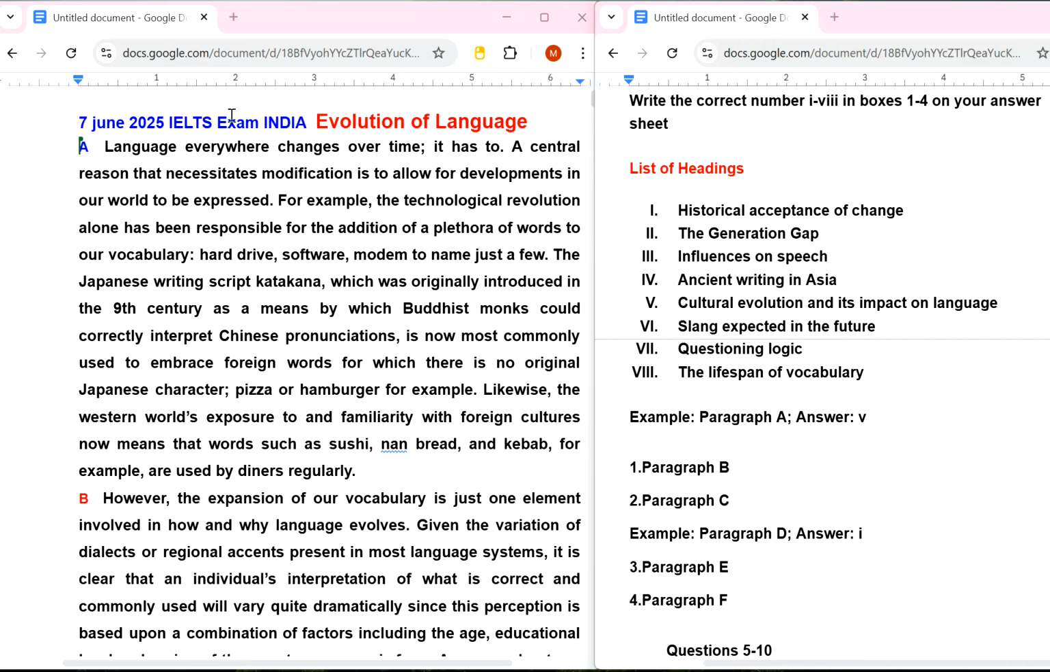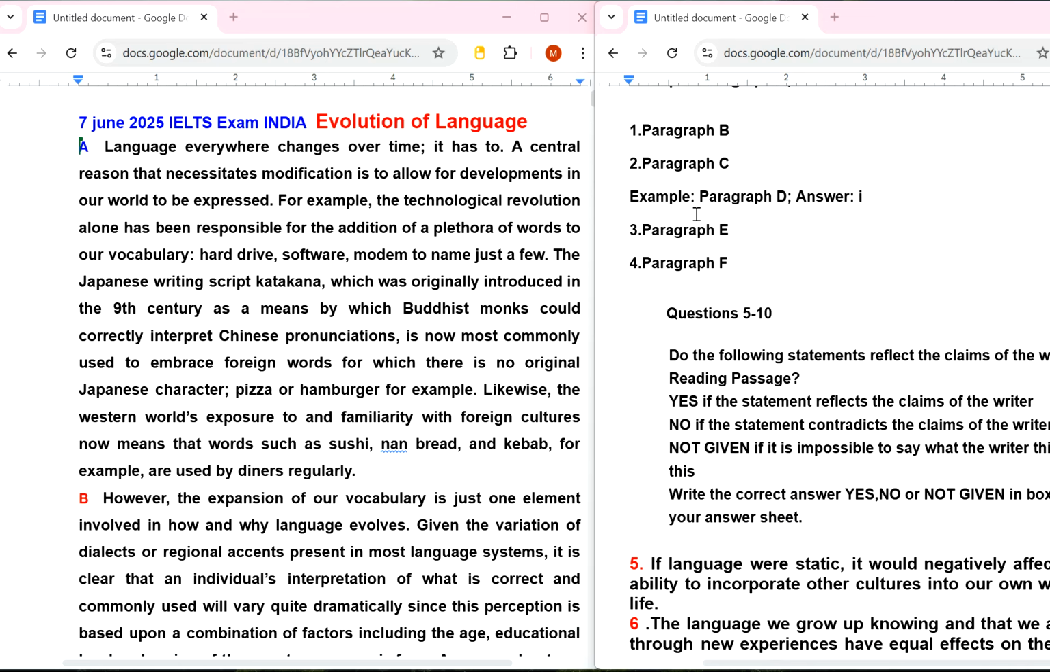Let's do this reading. That reading was part of the 7 June 2025 IELTS exam that happened in India. Many students had reported that reading passage 3 was about language. Some were saying language crisis and all. So, I have selected evolution of language because of the complexity of this reading passage.